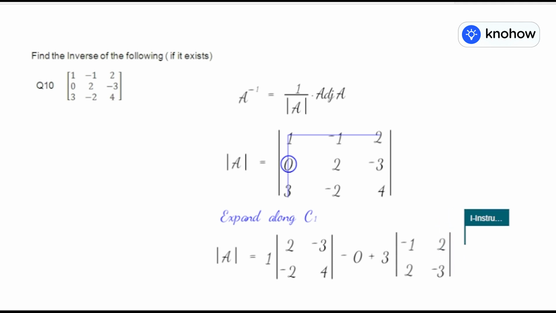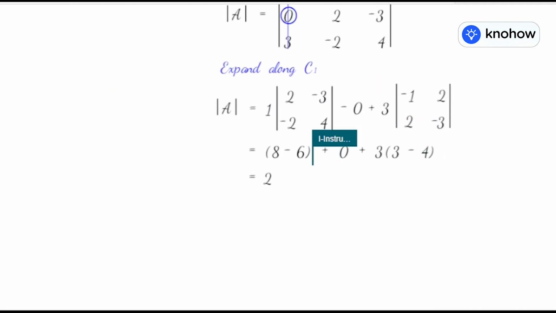So if you work it out, you get 1 times 8 minus 6, and 0, and 3 times you get 3 minus 4. So you get 8 minus 6, which is 2, and plus 3 times 3 minus 4, which is minus 1. So finally you get 2 minus 3, that is minus 1. So the value of determinant A is minus 1. Please take a note of it.